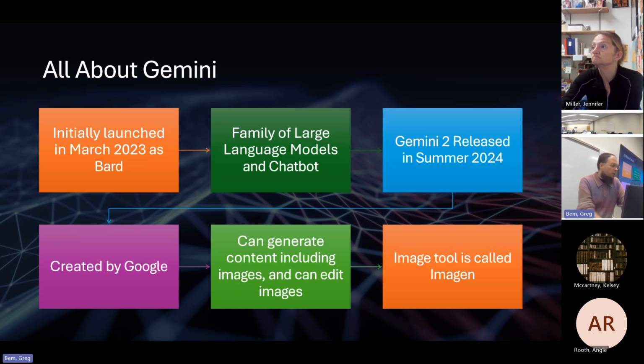So Gemini was initially launched by Google in March of 2023. It was initially called Bard. You may have heard of Bard when it came out because it was kind of a big deal. It showed up a lot in the news.